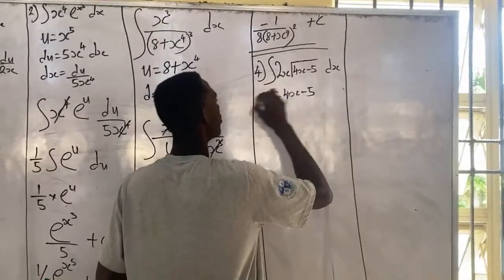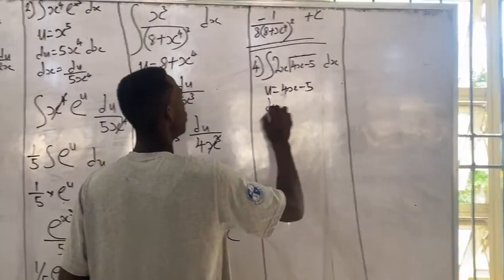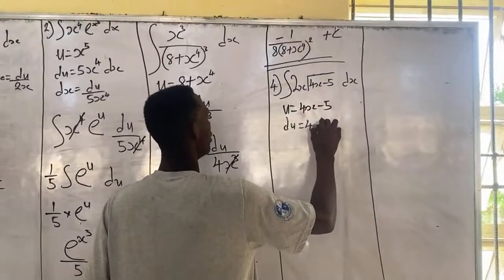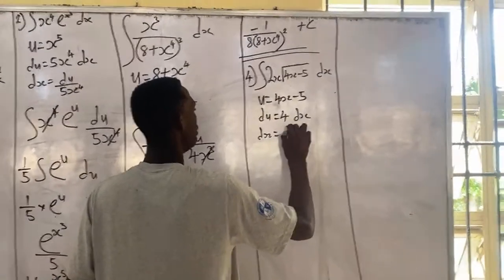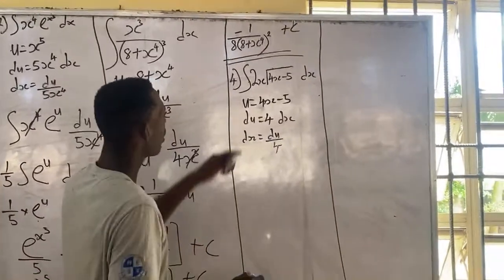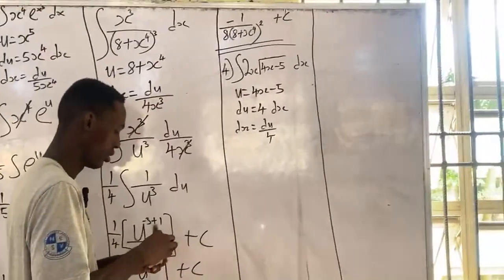So therefore, you can now say our u is equal to 4x minus 5. Now, if you differentiate this, that is to give you du is equal to 4 dx, just ordinary for the x. Then you can say that dx is equal to du over 4. Now, 4 will only cancel 2. We'll still be left with x. Then what do you think is the solution?